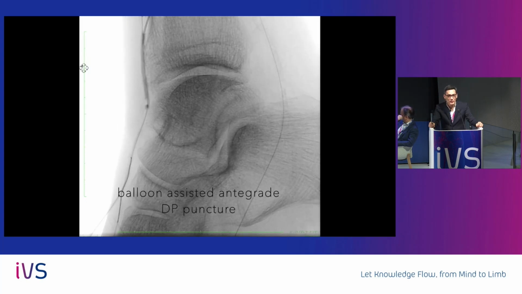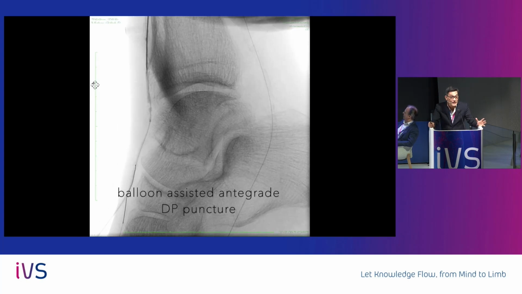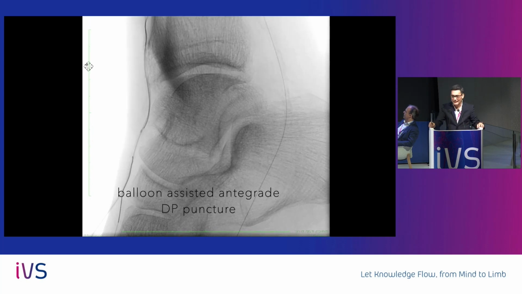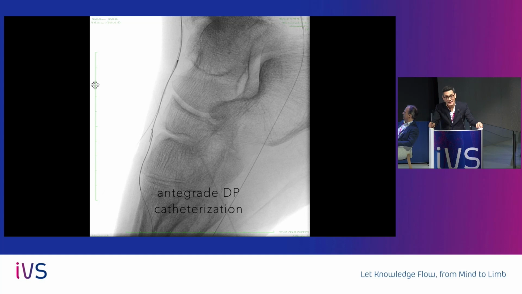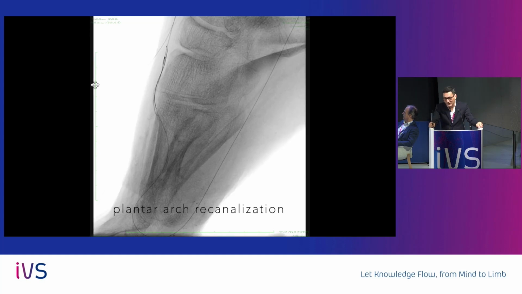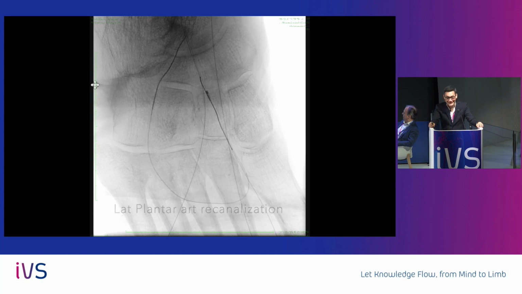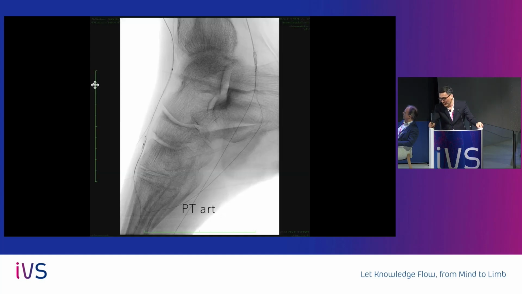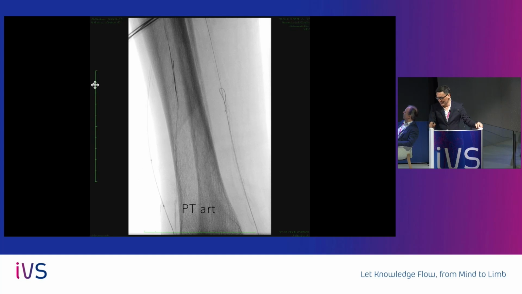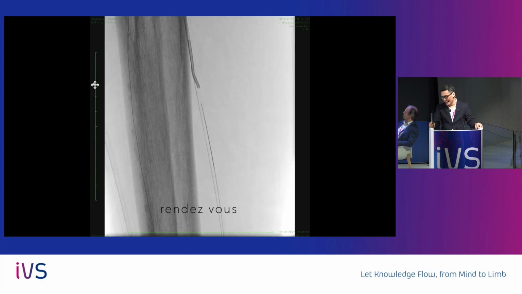So we decided just to try to puncture the DP anteriorly, and for this we use our technique, the balloon-assisted technique. And as you can see, we were lucky to achieve the antegrade axis, and from the antegrade axis, we basically recanalized the plantar arch. As you can see in this image, here we are, end up into the lateral plantar artery. And following this, we perform our balloon dilation before we basically need to perform the rendezvous, as you know.